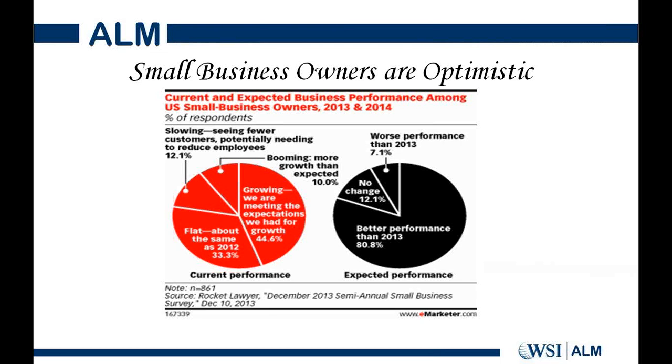So 44% of the small business owners were experiencing growth in 2013. 33% were about the same as 2012, and a small percentage, about 10%, was booming, expecting growth of more than 10%. About 12% said they were slowing down, seeing fewer customers, and potentially needing to reduce employees. So all in all, 2013 was a solidification year for a lot of small business owners. But look at what happens in 2014, which is what is so exciting for us.